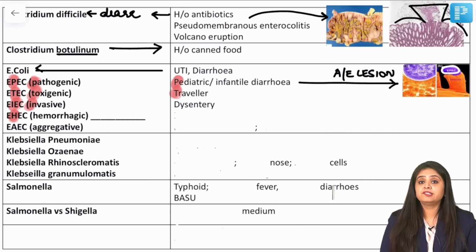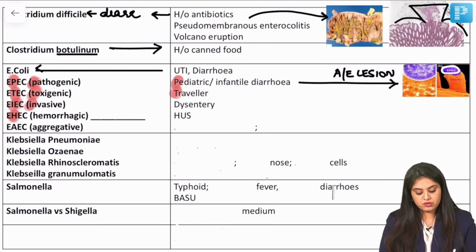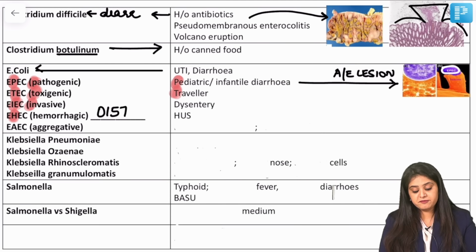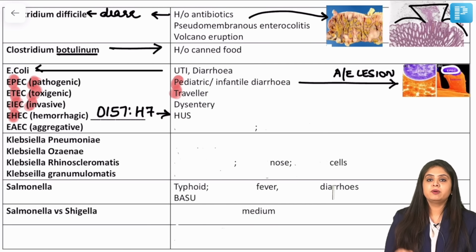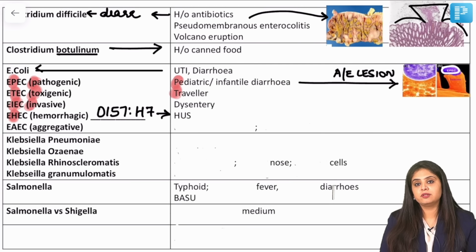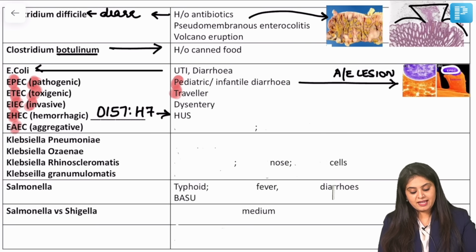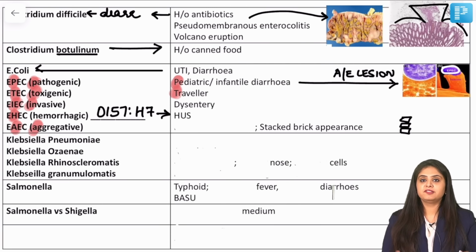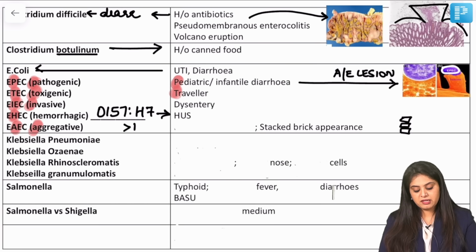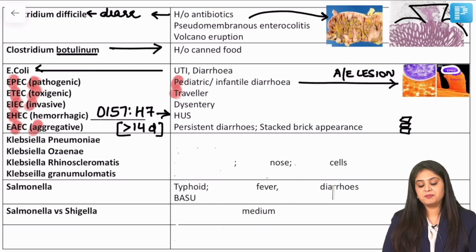Enterohemorrhagic E. coli causes something hemorrhagic, so it causes hemolytic uremic syndrome, and exactly which is the O157H7 strain. So enterohemorrhagic E. coli O157H7 causes hemolytic uremic syndrome. Finally, enteroaggregative E. coli. Why aggregate? Because all these bacteria will aggregate like bricks. This is known as the stacked brick appearance, and once they aggregate, you know the kind of diarrhea they will cause. That diarrhea will end up lasting for more than 14 days, and that kind of diarrhea is called as persistent diarrhea. These were all the E. coli diarrheas.